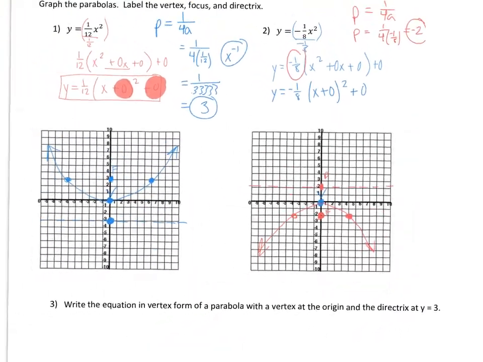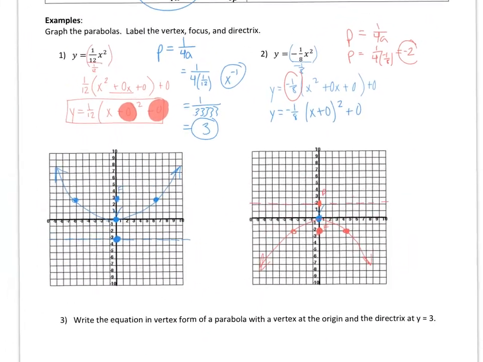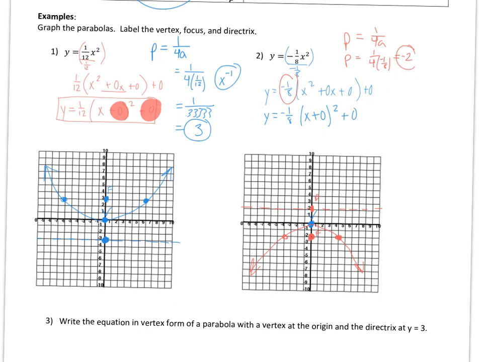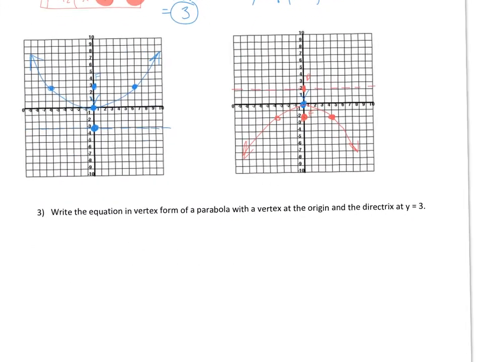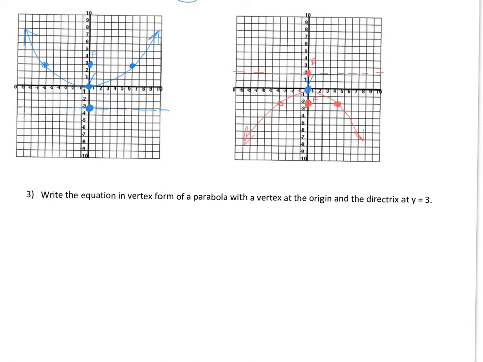That's it. That's graphing. Now, what if I gave you the vertex and I gave you the directrix? Could you find the equation? That's what we call going backwards. So in this last question, we are asked to write the equation in vertex form of a parabola with the vertex at the origin and the directrix at y equals 3.